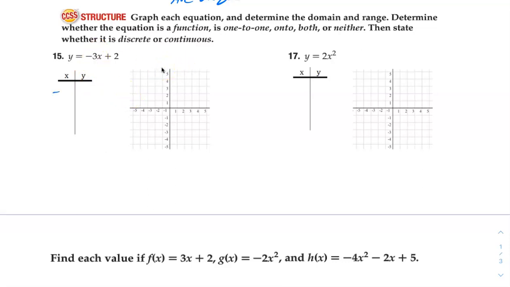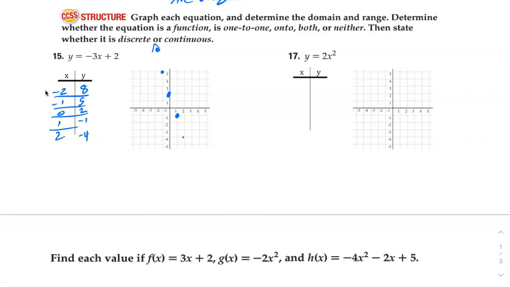So I do -2, -1, 0, 1, 2. We're just going to substitute our values in. You plug in -2, I get 6. 6 plus 2 is 8. So -2 and 8 up here somewhere. Sub in -1, so I get 3. 3 plus 2 is 5. Sub in 0, you get 2. Sub in 1, I get -3 plus 2, that is -1. And then sub in 2, you get -6 plus 2 is -4.